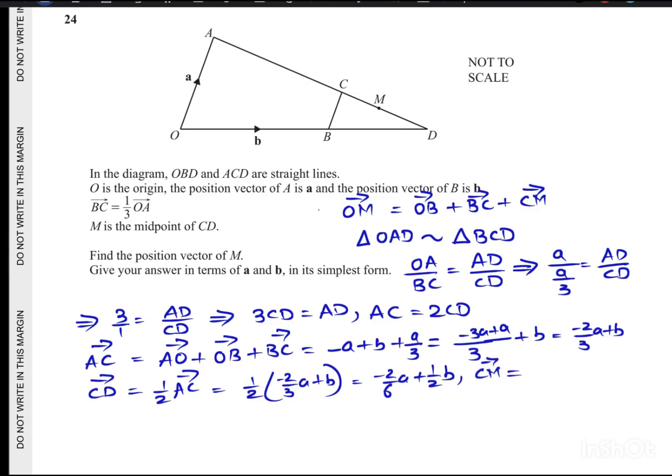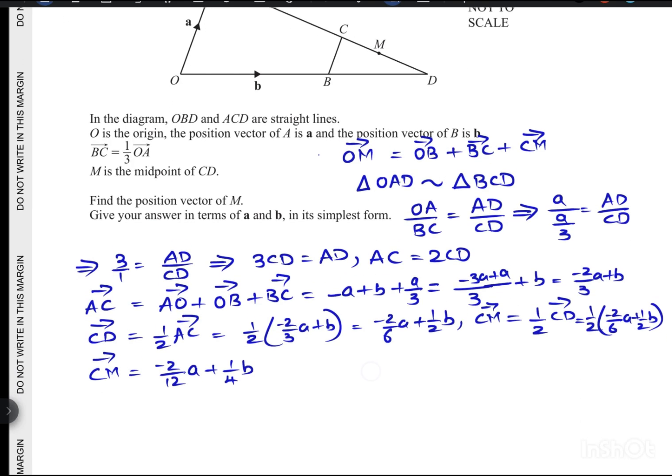Now using this we'll find out CM now. CM is equal to half of again the vector CD. So half of minus 2 by 6A plus 1 by 2B. This will give you CM is equal to minus 2 by 12A plus 1 by 4B. Finding CM is done.